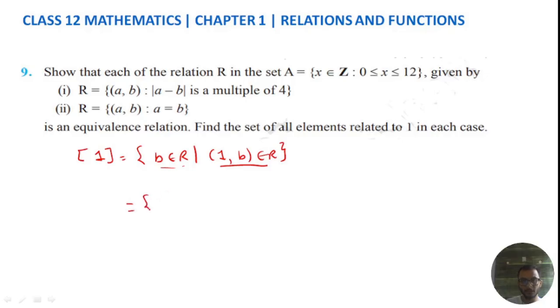What does this mean? 1 comma b belongs to R means 1 is equal to b. That is the definition of the relation. This implies, what is the possibility of b? Only the singleton 1. So the set of all elements related to 1 is only 1. So we are done, right? Yeah, so we are done with this question.